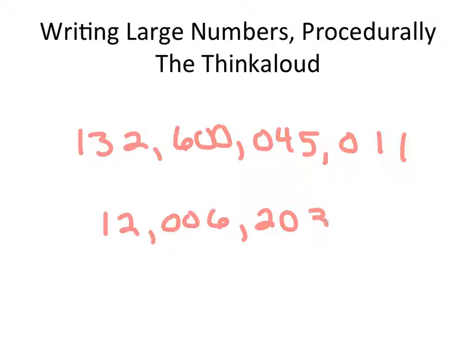12,006,203. So students get used to the idea of 3 family members, zeros representing family members that aren't there, family names being represented with the commas, and they can begin to write what they hear, both steps at one time.